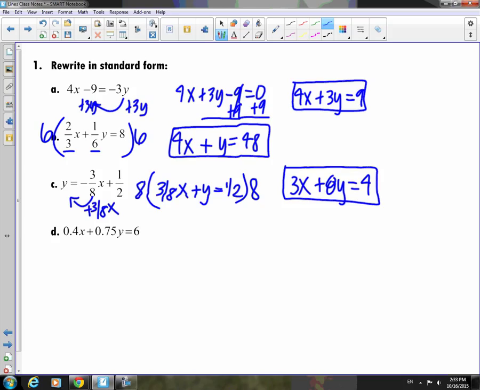One of the hardest things for students to remember is to multiply every single thing in the equation. So I have to multiply the x, the y, and the constant on the other side. So make sure you're multiplying every part of the equation by that common denominator.